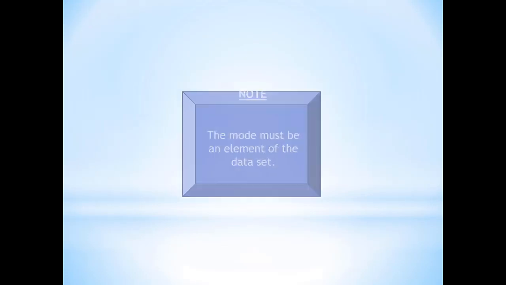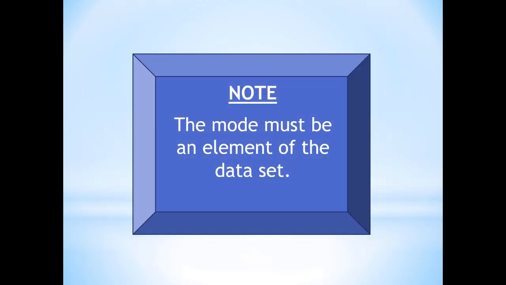Alrighty, so we have another note. The mode must be an element of the data set. It wouldn't make sense for it not to be, because the mode is the most frequently occurring data entry. So how could it not be in the data set?